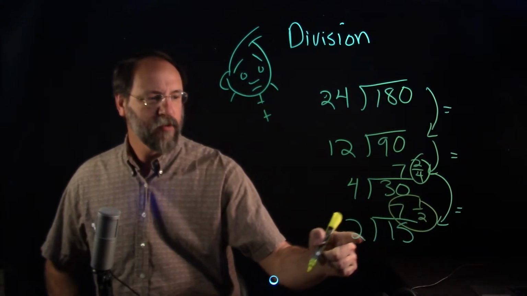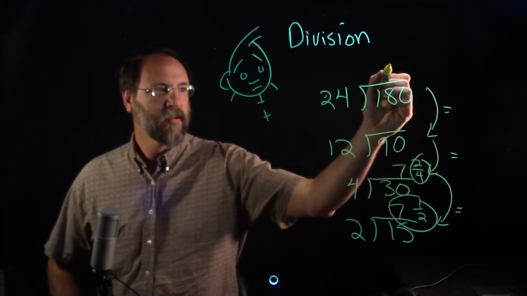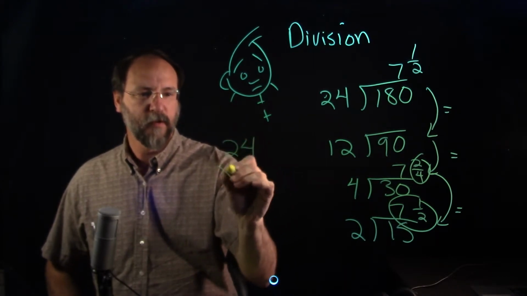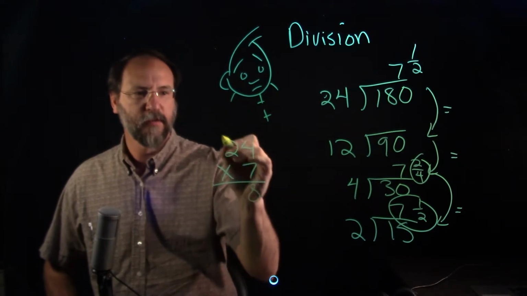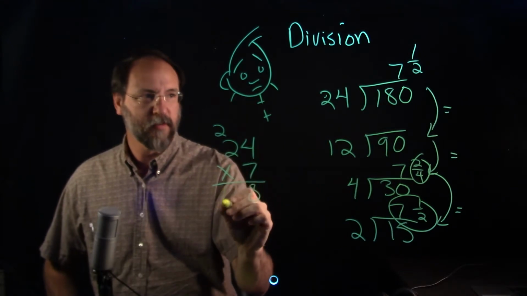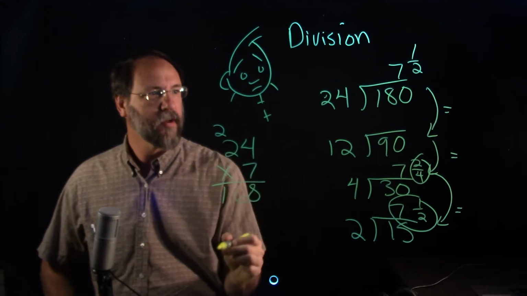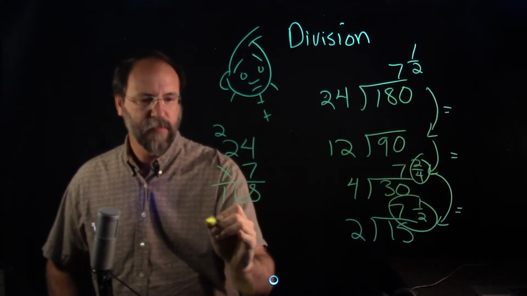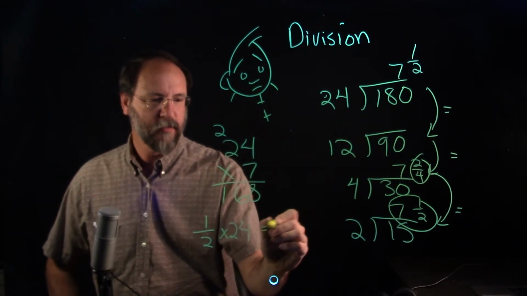So if 2 goes into 15 7.5 times, I predict that 24 goes into 180 7.5 times. Let's try it out. So let's take 24 and multiply it by 7. 4 times 7 is 28, carry the 2. 2 times 7 is 14, plus 2 more is 16. Maybe I got that wrong. Okay. 168 is great, but now we have to do a half of 24. And a half of 24 is 12.